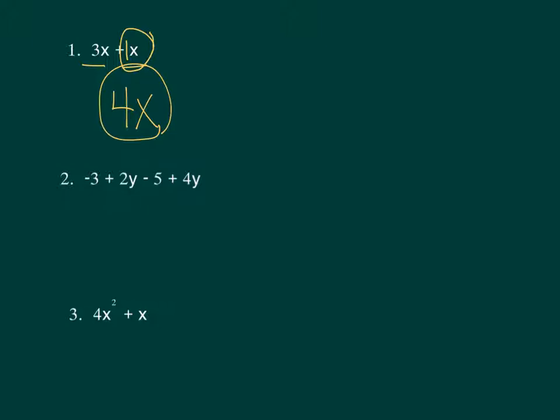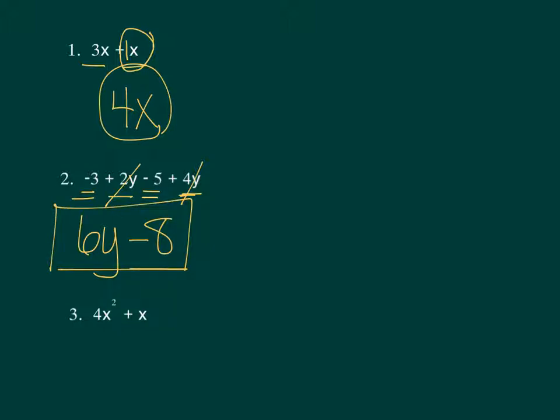Number 2, we have negative 3 plus 2y minus 5 plus 4y. So we're going to group our variables first. I have a 2y and I have a 4y. 2y plus 4y is 6y. Cross them off. And then I have a negative 3, and that is like the negative 5. So negative 3 minus 5 is negative 8. I can't combine 6y and negative 8 because they are not like terms, so this is my answer.